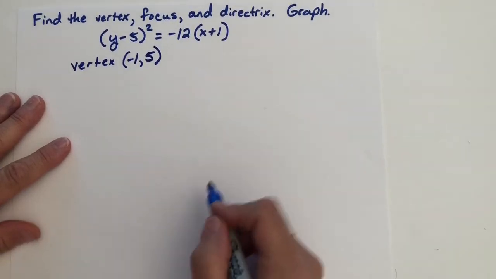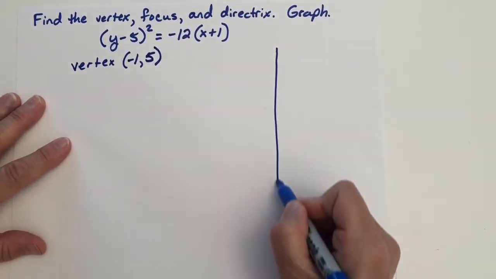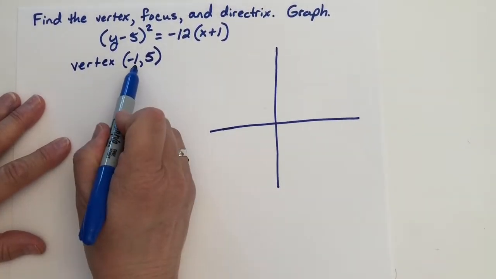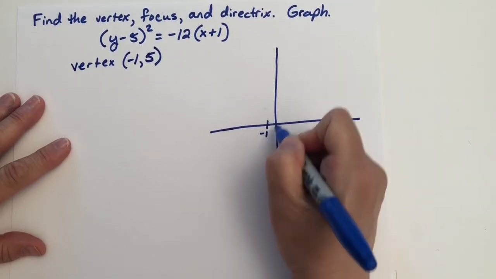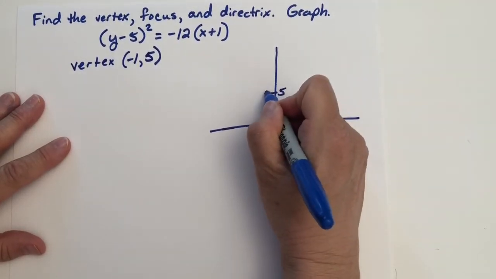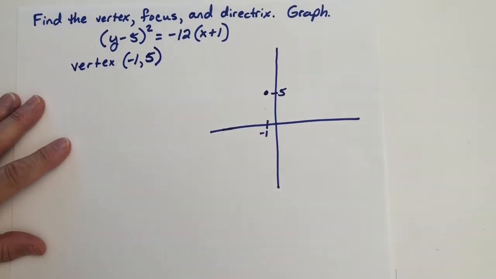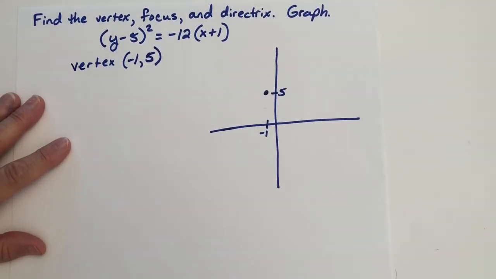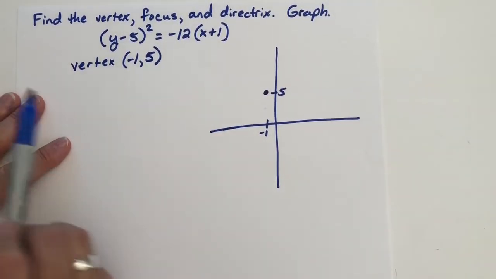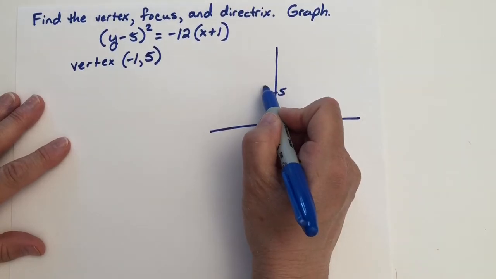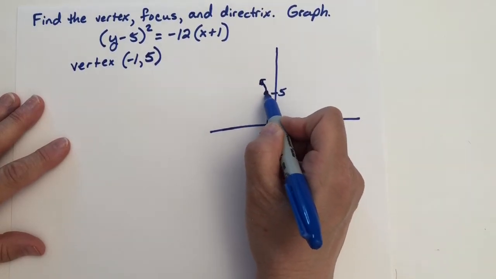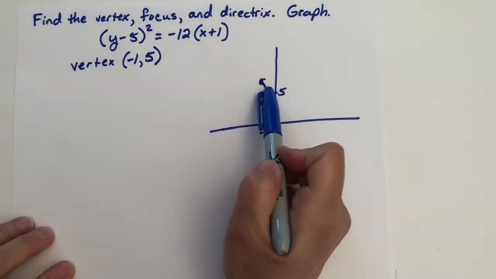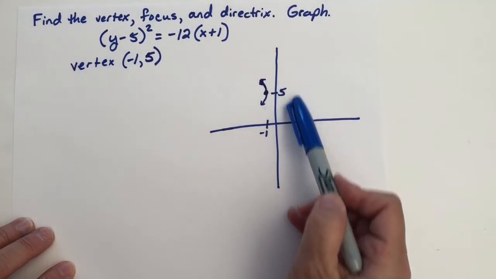Now, I'm going to sketch this over here. It'll help me find the rest of the pieces with my vertex at negative 1, 5. I'll put 5 about right there. And I recognize that this is an x equals y squared type, so it opens right or left. But I can see the p is going to be negative, so this is going to be a parabola that opens left. I'm just going to lightly draw that in so I remember that, because we know the focus now will be inside the parabola and the directrix will be on the opposite side.